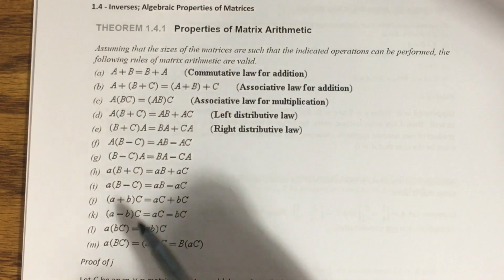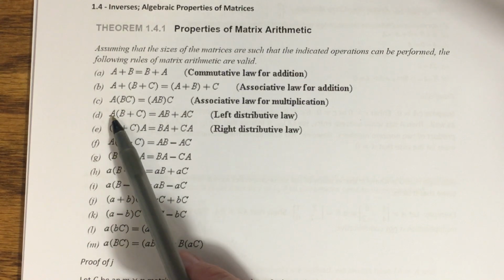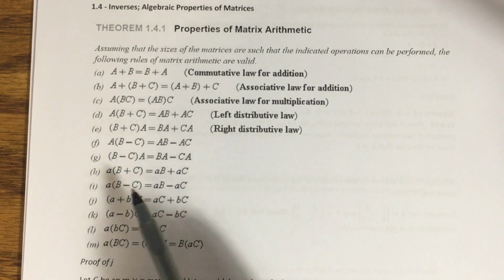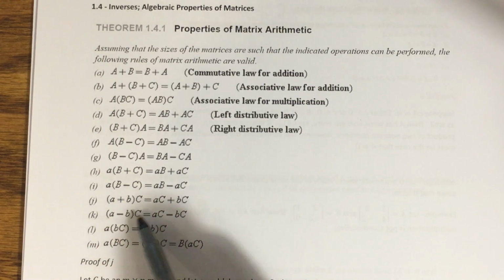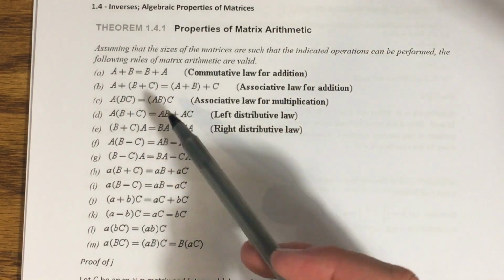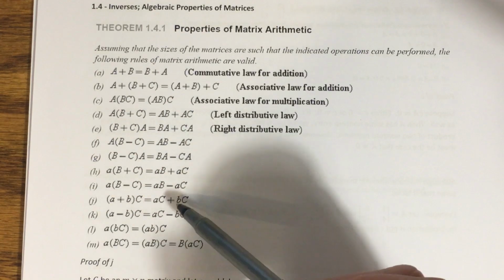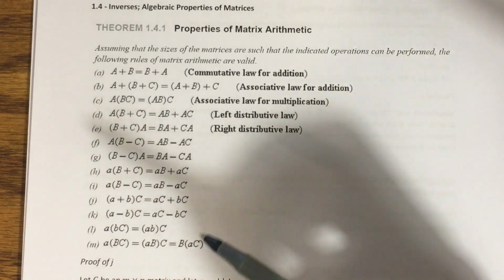And then several other properties, distributive properties. So matrix multiplication distributes over addition, whether you're multiplying into the set of parentheses from the left or from the right. Same thing for subtraction. Scalar multiplication follows distributive laws as well. I'll have you look through these on your own, but these are all really important properties that we can utilize when working with matrices and doing arithmetic on them.